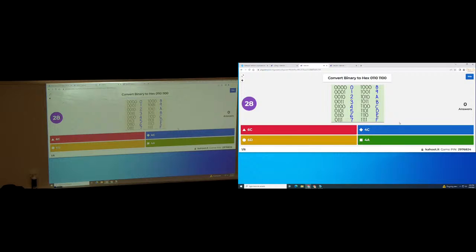So we're looking at these individually, right? So 0, 1, 1, 0, that's what? 6. And then 1, 1, 0, 0, which is C, right? So you're looking at them individually in packets of 4, packages of 4.